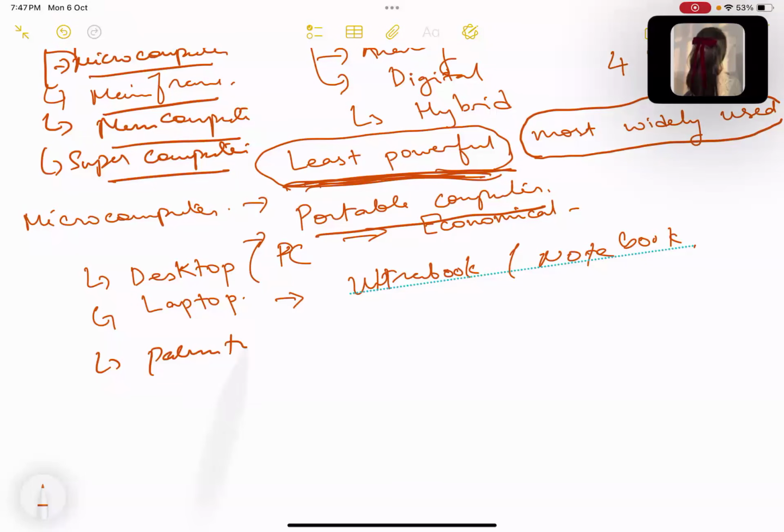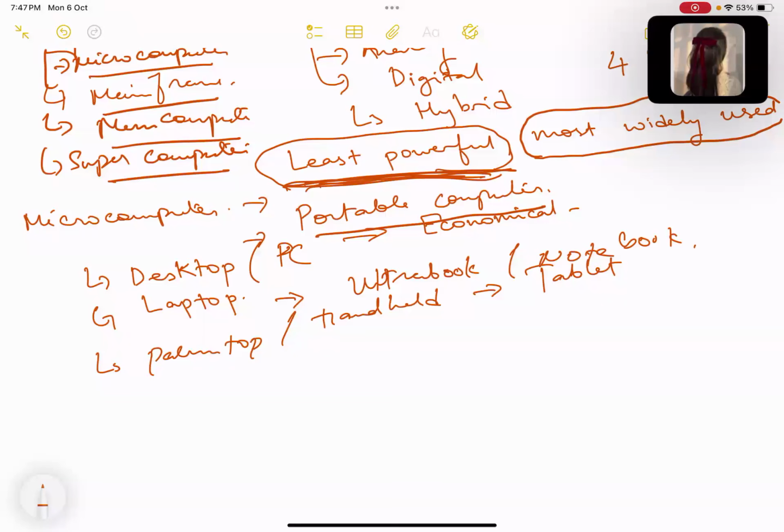There's something called the palm top, or the handheld. Now, one of the most common palm top devices that we use is our tablet, okay? We all know we are using our tablets to study, to read different materials, and to have access to information that is over the internet, right? So this is also a form of computer, okay?